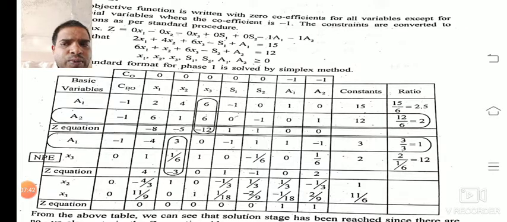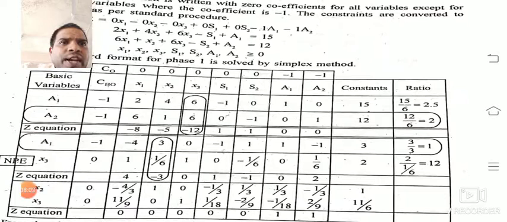How is the formula? Old equation or leaving row element divided by key element. For the x3 row we can apply that formula. Again we are getting the z equation, again the summation of CBO into xi minus CO. Applying the z equation, we are getting 4, minus 3, 0, 1, minus 1, 0, 2. On the right side we are getting 3 and 2.